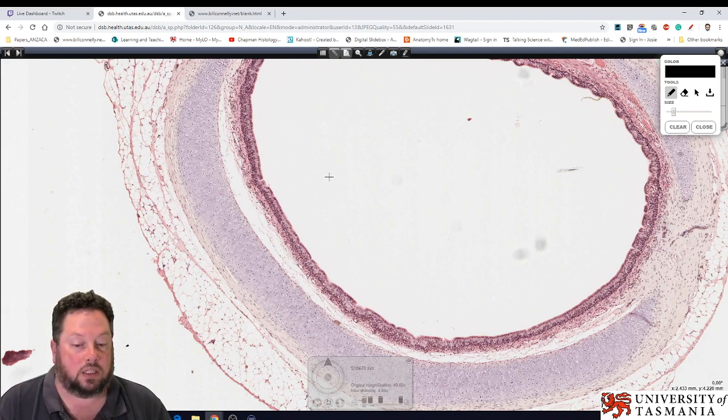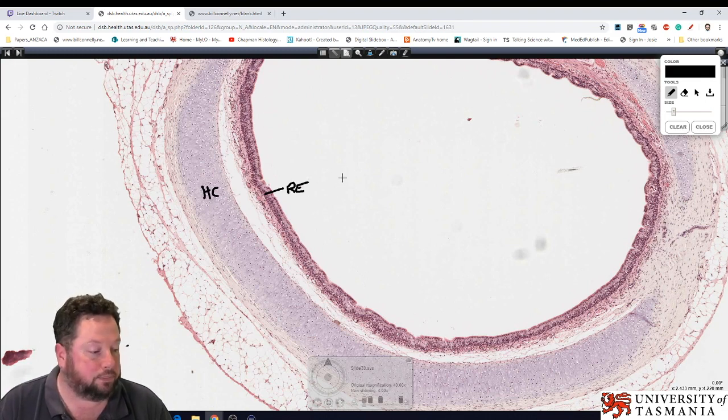So the trachea here, as I mentioned, is lined by this C-shaped hyaline cartilage. So here's our hyaline cartilage, or our cartilaginous layer. Here we have the respiratory epithelium. So this is our respiratory epithelium lining our trachea.